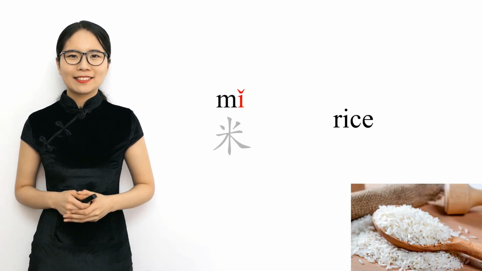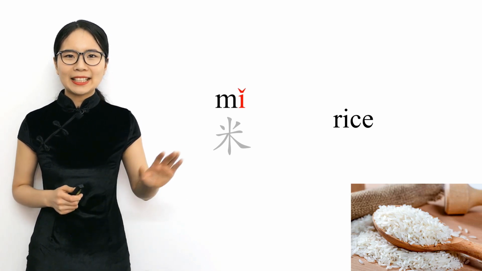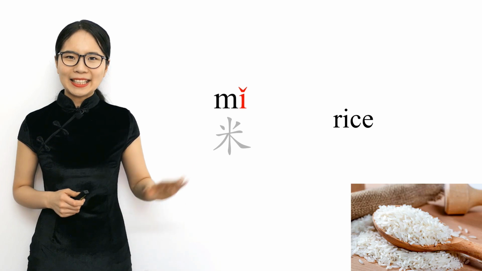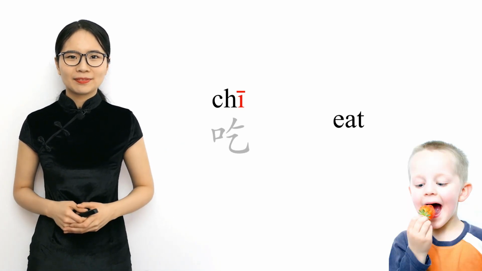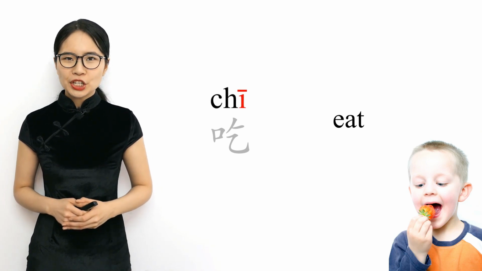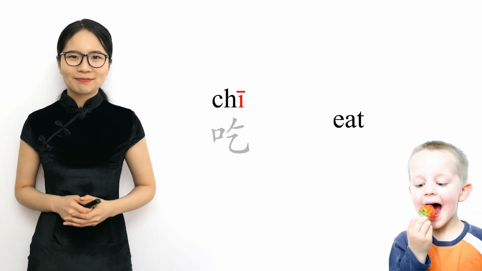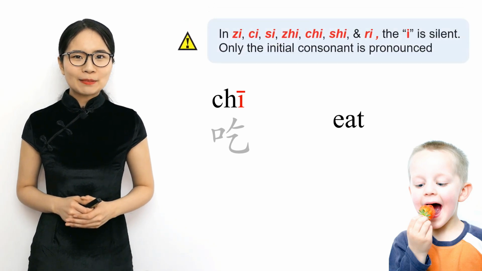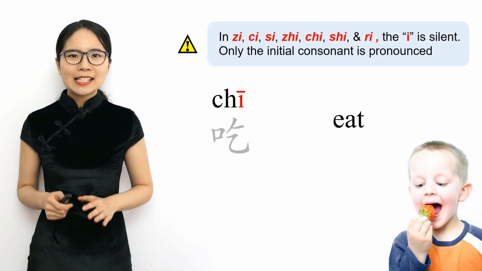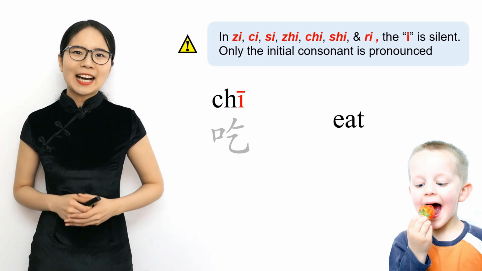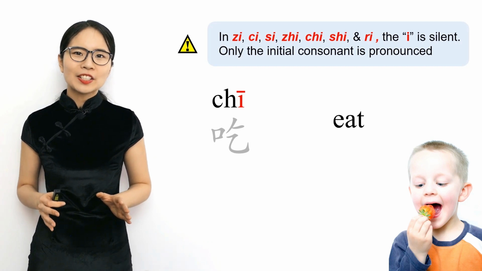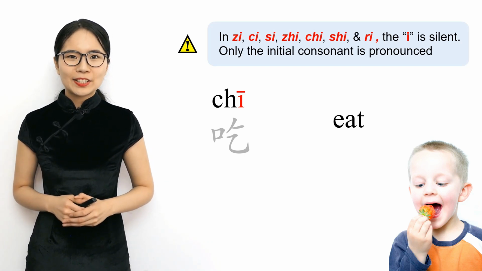How do you say rice? Exactly. Rice is 米. How do you say eat? This is pronounced 吃. Did you get that correct? Remember that with the 7 syllables 滋, 呲, 丝, 知, 吃, 诗, and 日, the e is silent, and only the initial consonant sound is pronounced. So this is pronounced 吃 instead of 七.